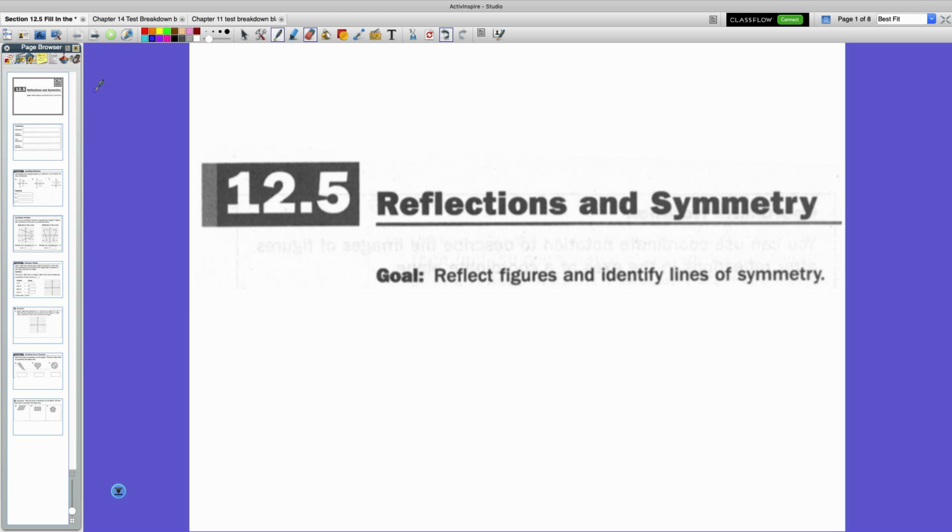So here we are with section 12.5 today. We're going to talk about reflections and symmetry. Our goal is to reflect figures and then identify lines of symmetry.